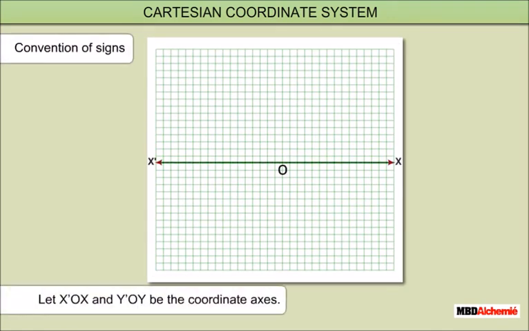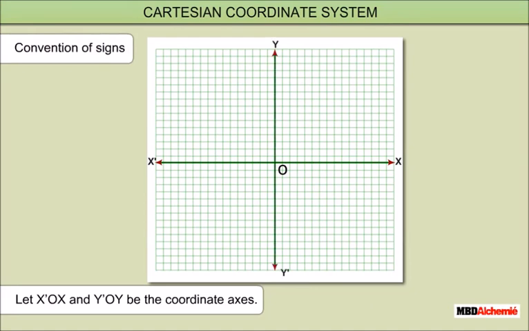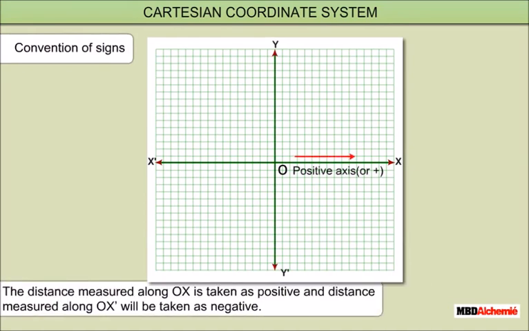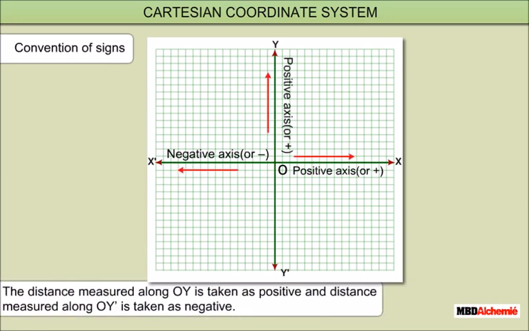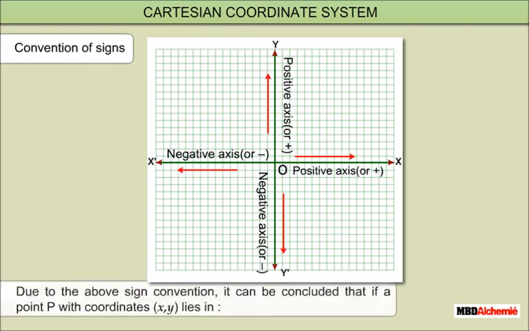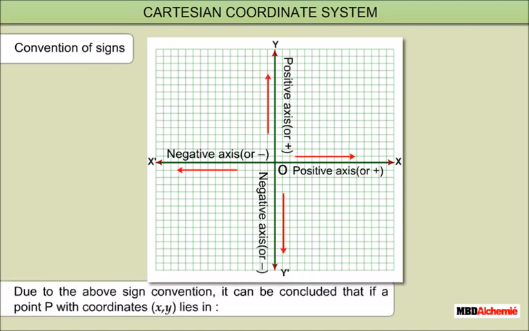Convention of signs: Let X'OX and Y'OY be the coordinate axis. The distance measured along OX is taken as positive, and distance measured along or parallel to OX' will be taken as negative. The distance measured along OY is taken as positive and distance measured along OY' is taken as negative.